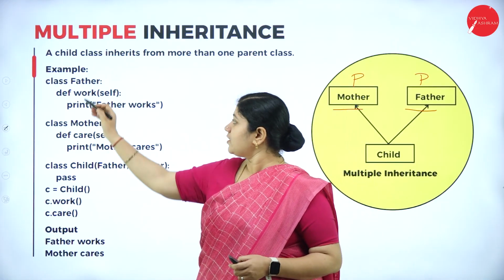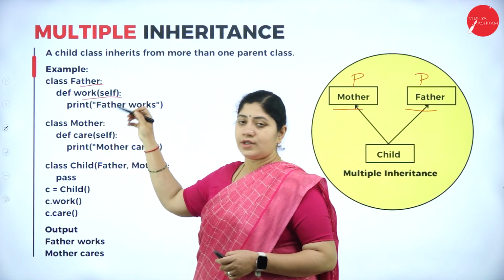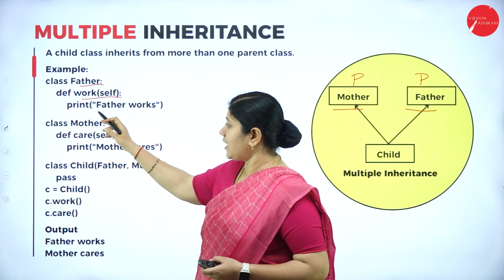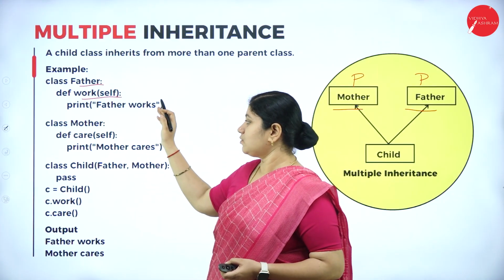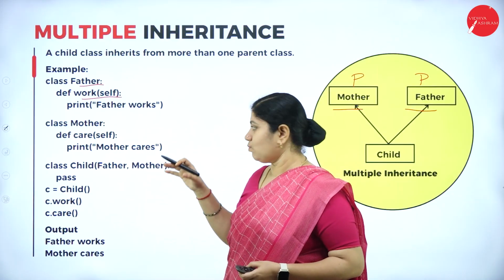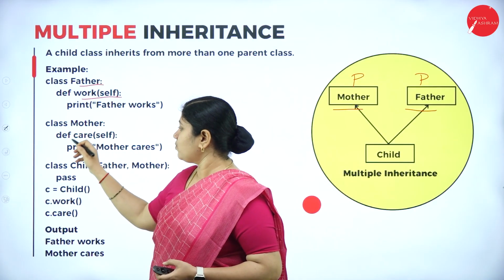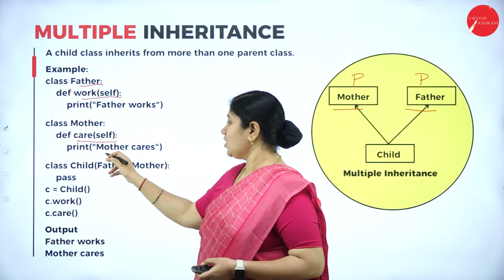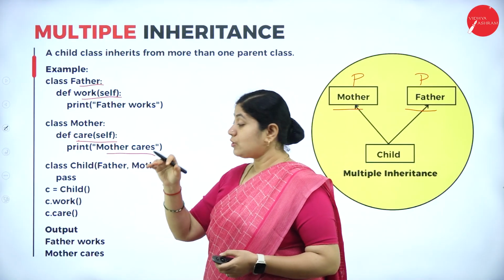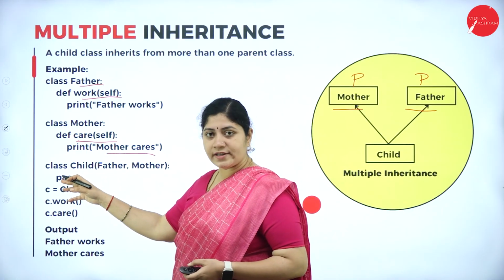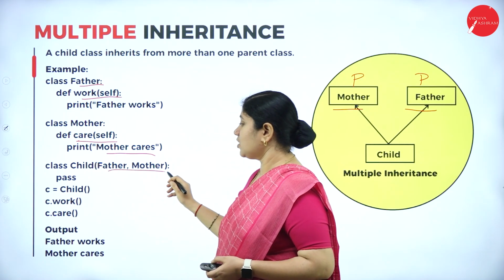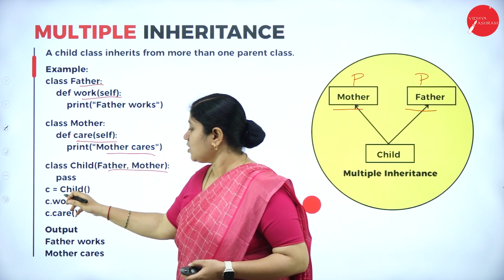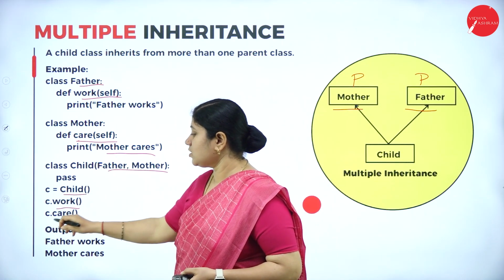Let's see an example here: class Father, define works(self), so it has to print "Father works." Again, we are creating one more class, Mother, def care(self), so we are defining care(self), print "Mother cares." Finally, we write the child class: class Child(Father, Mother), pass, C equals Child(), C.works(), C.care().